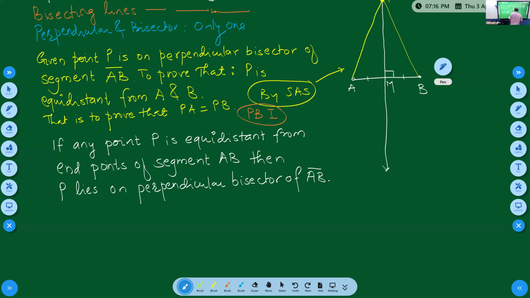Okay, let me give you the diagram also before you start writing the proof. Now I have AB and I have a point P which is supposed to be equidistant from A and B. This is the diagram. Point P is equidistant from A and B is given to you. Now you are supposed to show that P lies on the perpendicular bisector of AB.